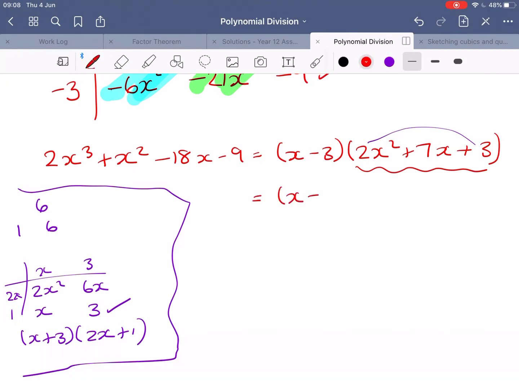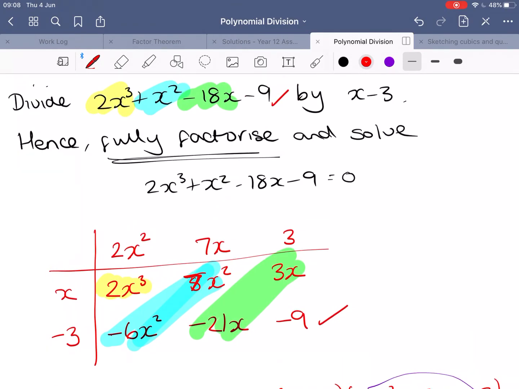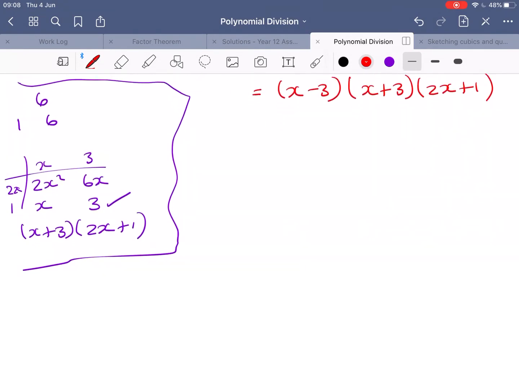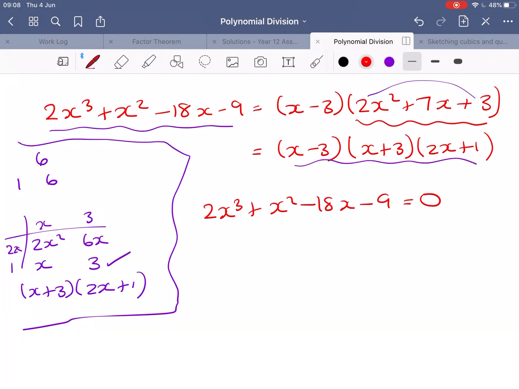So when I fully factorise, I have x minus 3 times x plus 3 times 2x plus 1. And now I've fully factorised it. Okay? It says hence fully factorise and solve. So now I need to solve the equation 2x cubed plus x squared minus 18x minus 9 equals 0. Well, what I've done by factorising, I've just said that is the same as that. So I can say x minus 3 times x plus 3 times 2x plus 1 equals 0.